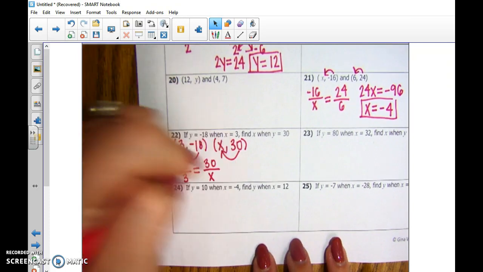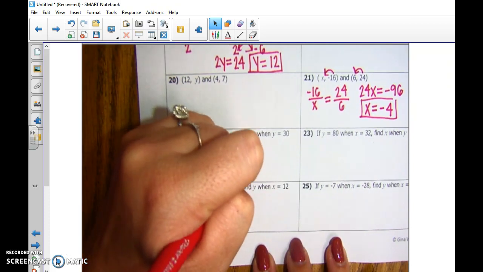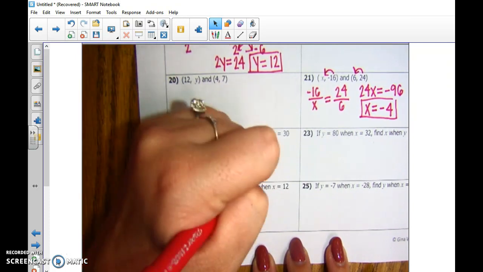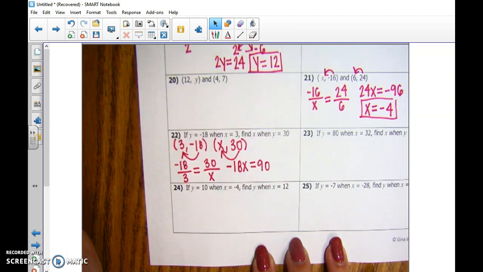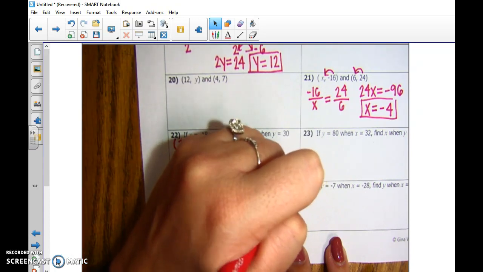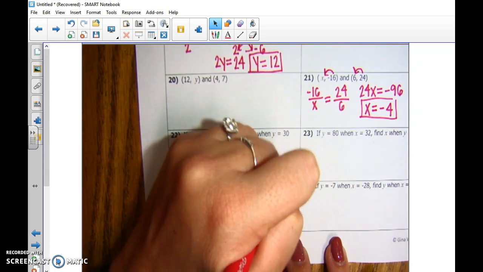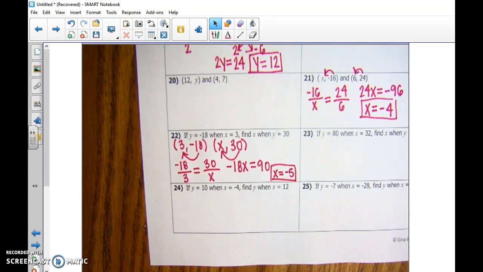So I then end up with negative 18x equals 90. If I divide both sides by negative 18, I end up with x equals negative 5. All right, and you would just do the same thing for 23, 24, and 25. So your homework is just to finish these notes and the practice, and I will be checking them.